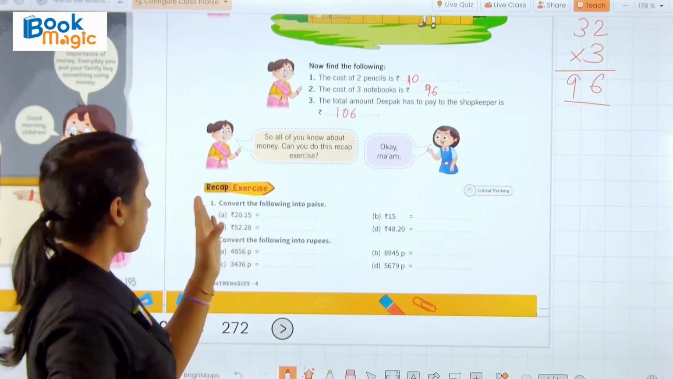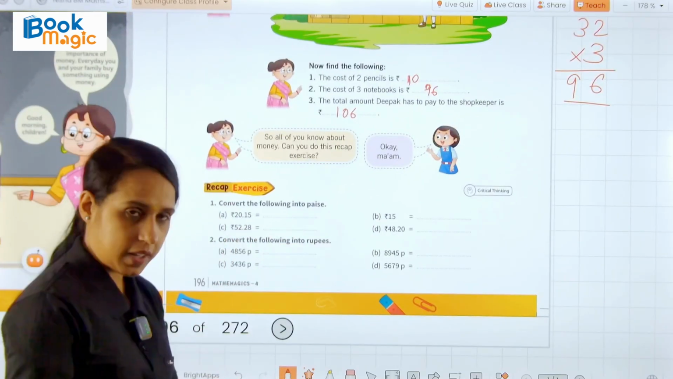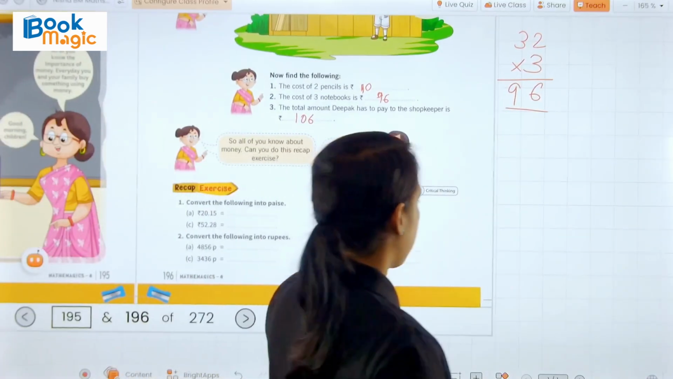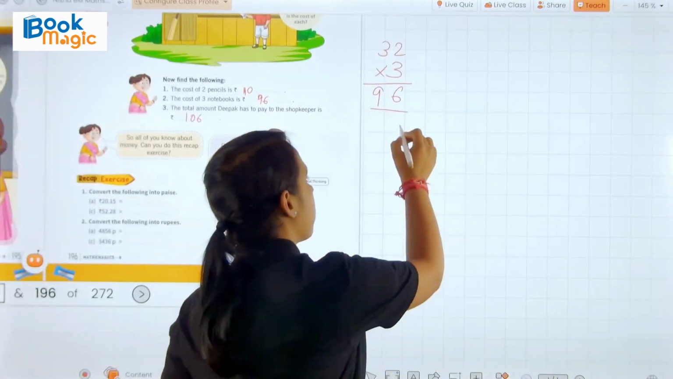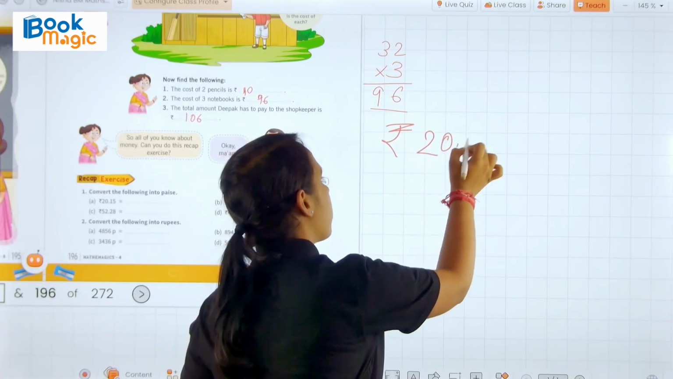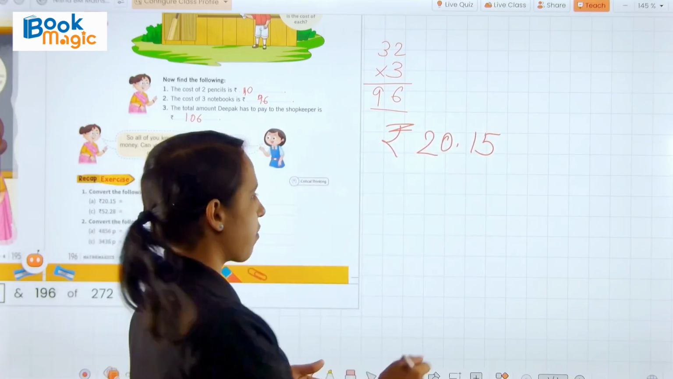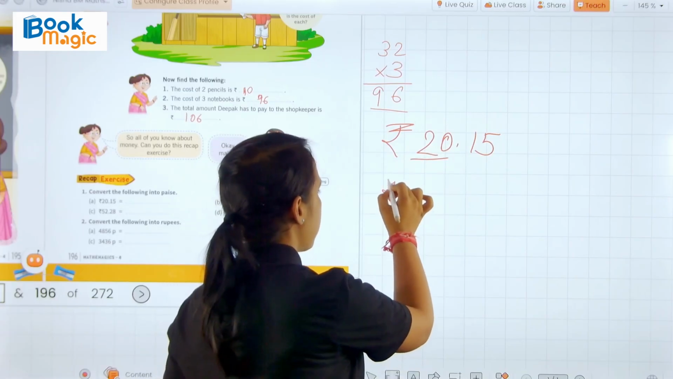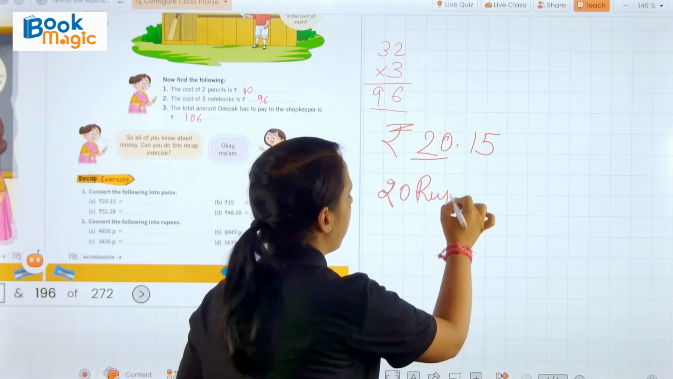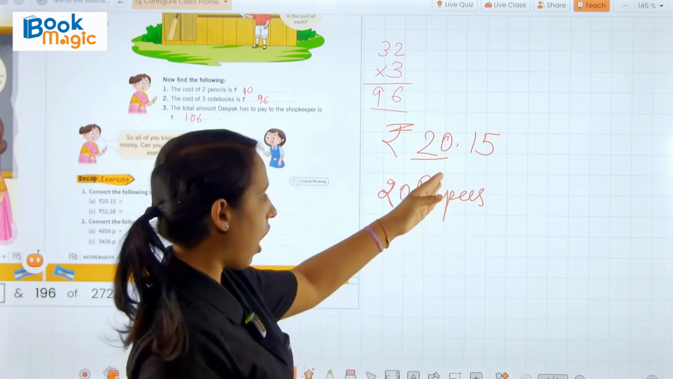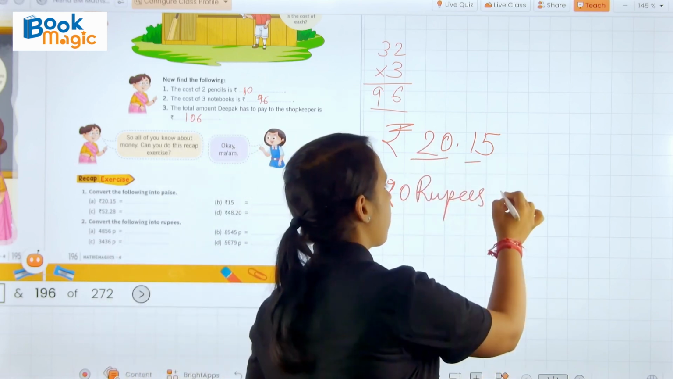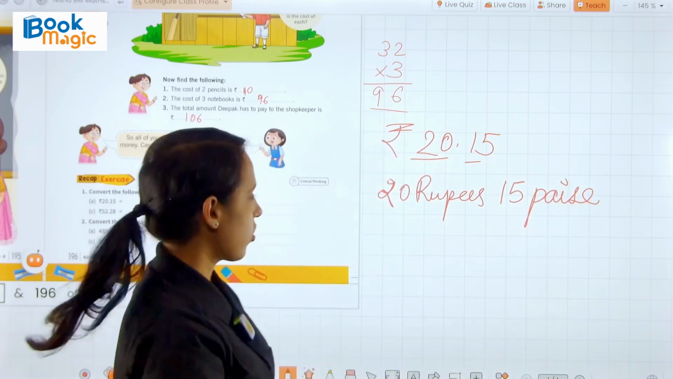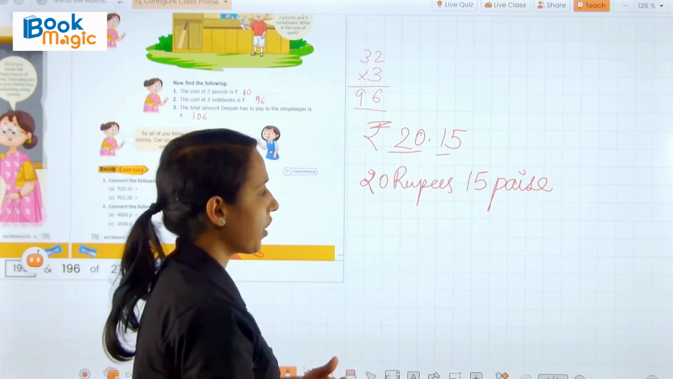So the first question is, convert the following into paise. Here some rupees are given and we have to convert them into paise. So look here, we have 20.15 rupees. As we know, before the dot we have rupees, so we can write 20 rupees. And after the dot we have paise, so it will become 15 paise. Okay, so we have to convert it into paise.